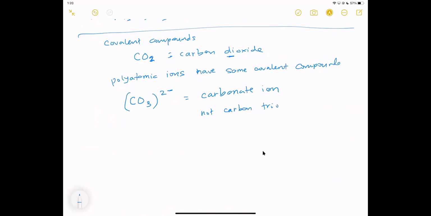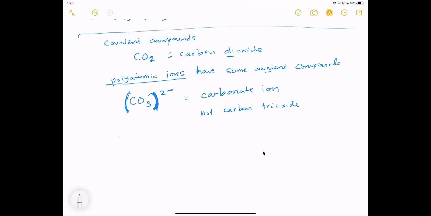So it started off as a covalent compound, but then the whole thing is in parentheses, and what it did was it became a polyatomic ion. It picked up 2 electrons. So these are not named as covalent compounds. They have their own names on the polyatomic ions list. So that's why you want to make sure you use the polyatomic ions list.